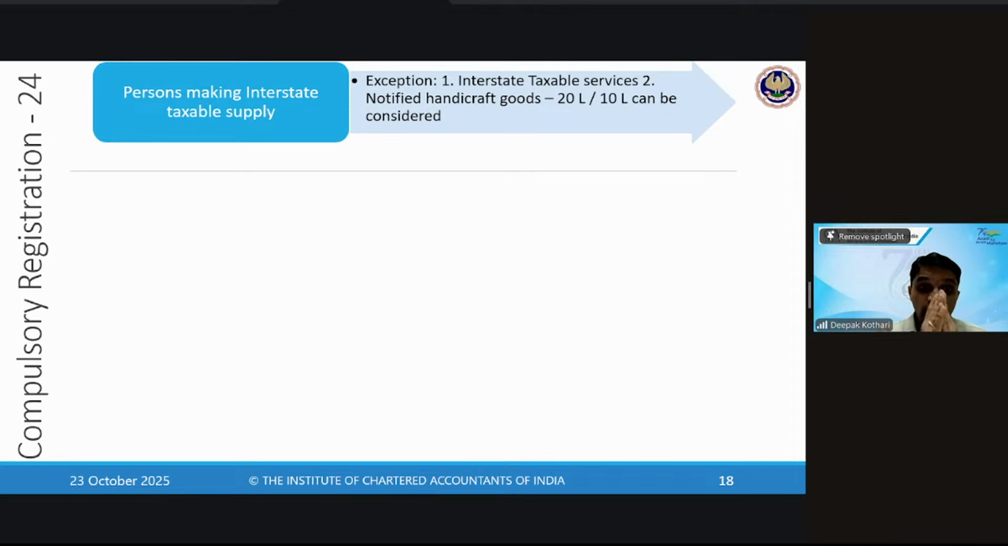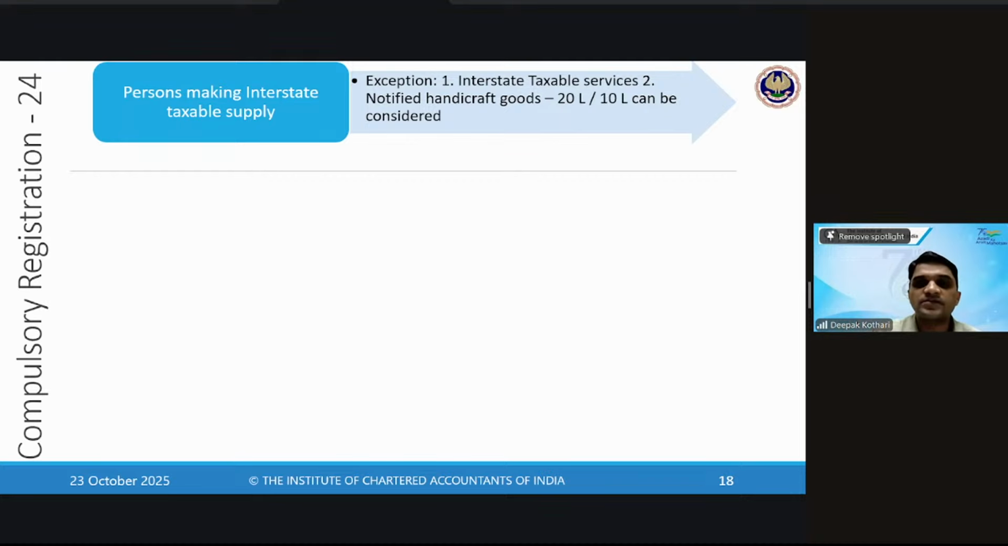The government felt that if we bring this section in spirit like this, it will cause a lot of hardships. So we'll give some exceptions. The first exception is for a person who is making interstate taxable services. If you're making interstate taxable services, then it's fine. You don't have to compulsorily register. You will have to register only once you cross the 20 lakhs and 10 lakhs limit. And it's for services.